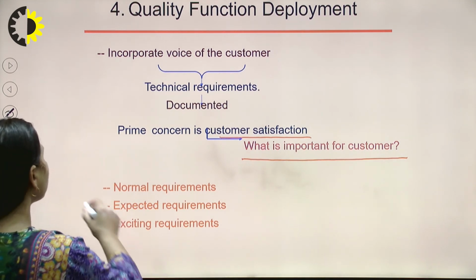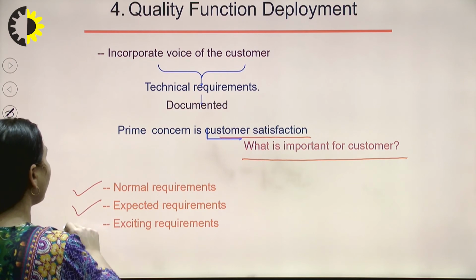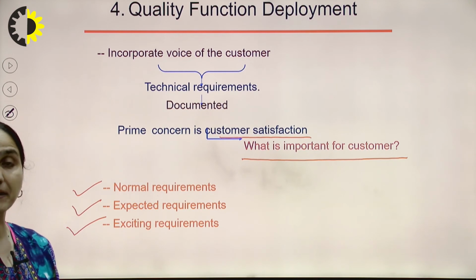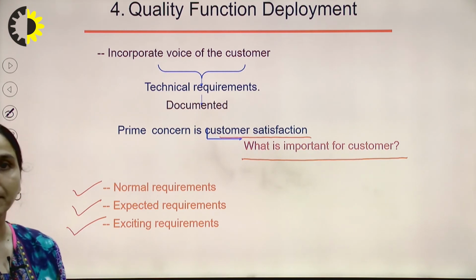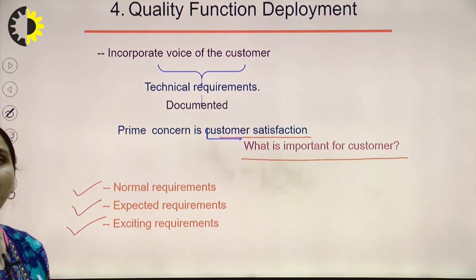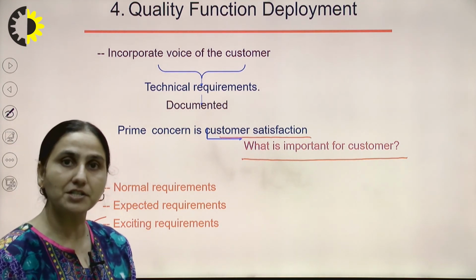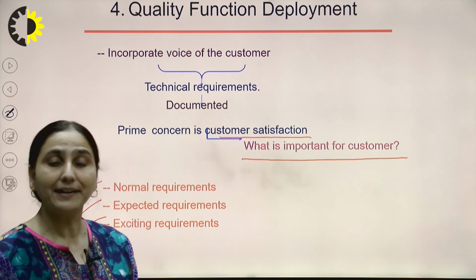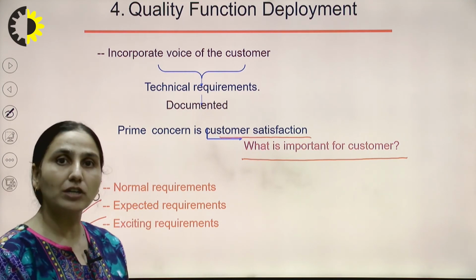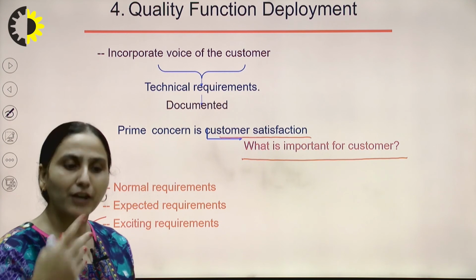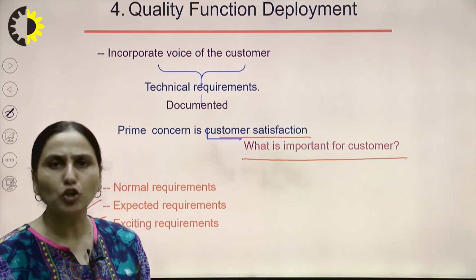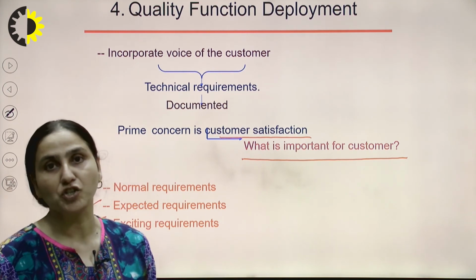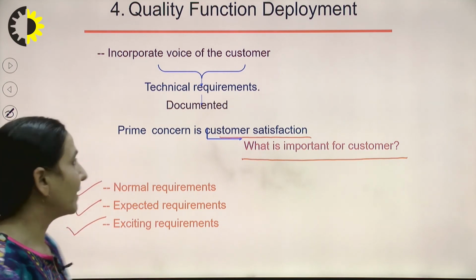Again, based on that, there can be normal requirements, expected requirements and exciting requirements. Normal requirements are very general requirements. Expected, what your customer is expecting out of the system. Exciting, even those requirements which the customer is not actually expecting out of the system. But if the developer provides it, definitely they'll be very happy, because these are exciting requirements, beyond their expectations. So definitely they'll be quite satisfied.